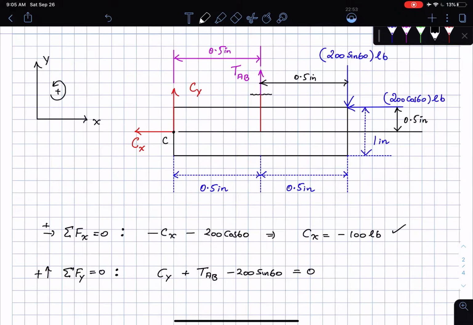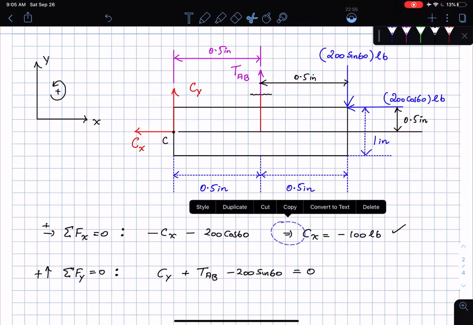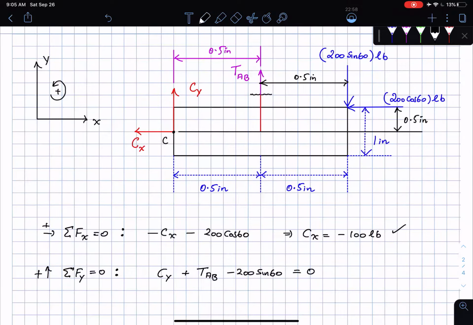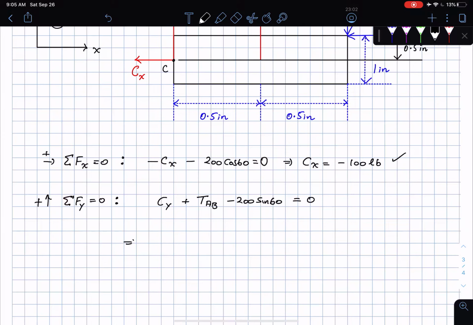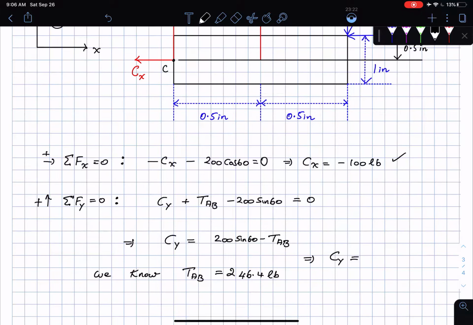I made a small mistake here. This has to all be set to 0 here. Apologies for that. This is equal to 0. And so this implies cy is 200 sine 60 minus TAB, but we know TAB is 246.4 pounds, which tells me that cy, after solving, is going to be minus 73.1 pounds.